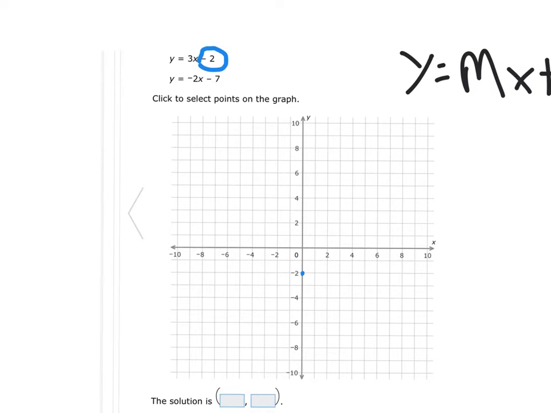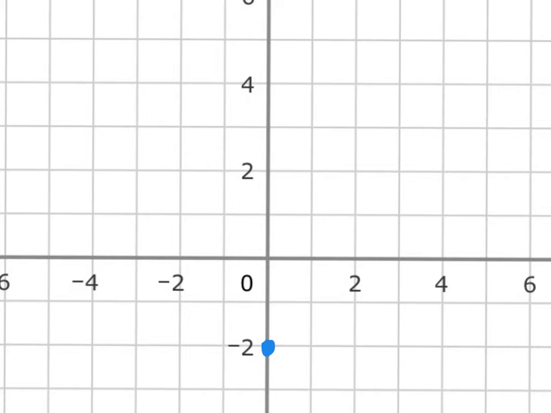And then the next part is, I need to identify my slope. It's right next to the x. So 3 is going to be my slope in this case. 3 as a whole number means that my rise over run is 3 over 1. So it's going to go up 3 to the right 1, because 3x tells me that that's my slope. So I'm going to go up 3, 1, 2, 3, to the right 1. And then I can connect my line there.